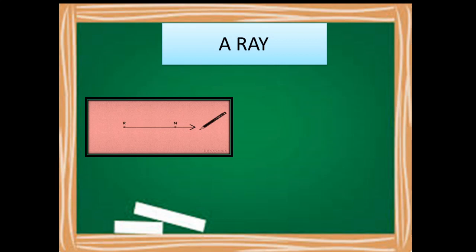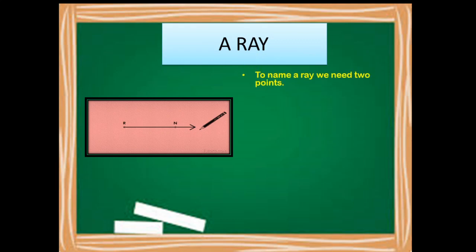So, a ray is always named from the origin. We cannot name a ray from the arrow side. We have to always name it from the origin. Now, let's see the description. What is a ray and how we can name it.